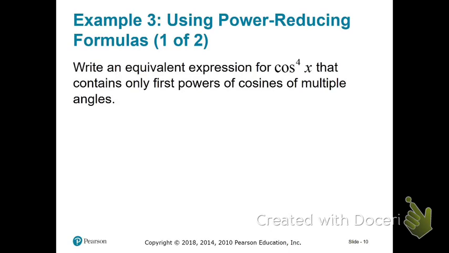Can we just double everything? We can't just double everything, but we can rewrite the power of cosine to the fourth. You could do cosine squared x times cosine squared x. You could also do it as cosine squared and the whole thing is squared. Either way, we'll get the same answer.